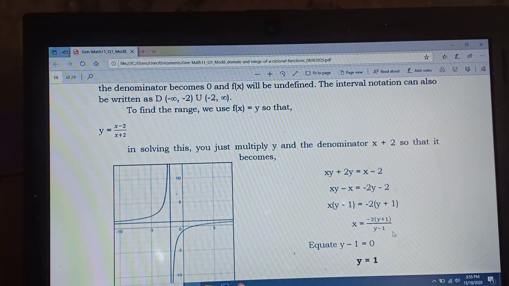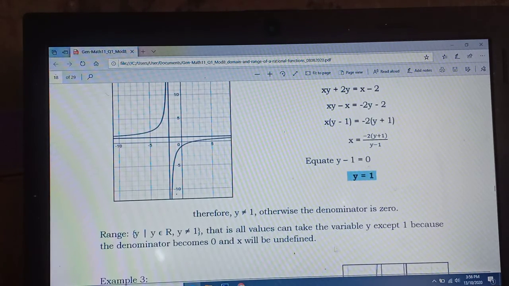We can have it as the domain or represent, just like what we did with the domain. We have y minus 1. Since y is in the denominator, what makes it to be undefined? That is, we solve for y minus 1 equals 0, and y is now equal to 1. In the same case as the domain, the range is y such that y is an element of R wherein y should not be equal to 1. Why? Because if we are going to have a y value of 1, the whole of the equation will become undefined.